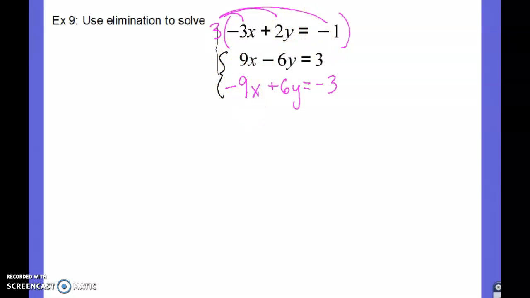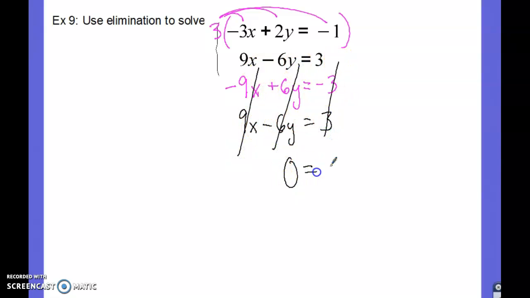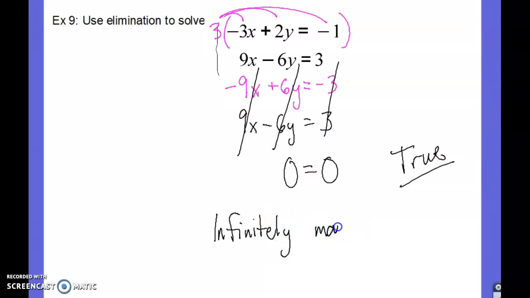But a good habit to be in would be to rewrite the second equation as if you multiplied it by 1. And what you'll notice is the x's cancel, the y's cancel, and these cancel. So you're left with 0 equals 0. This is a true statement. So that means that these two lines are the same line, which means that there are infinitely many solutions. That means every point on the line is a solution.